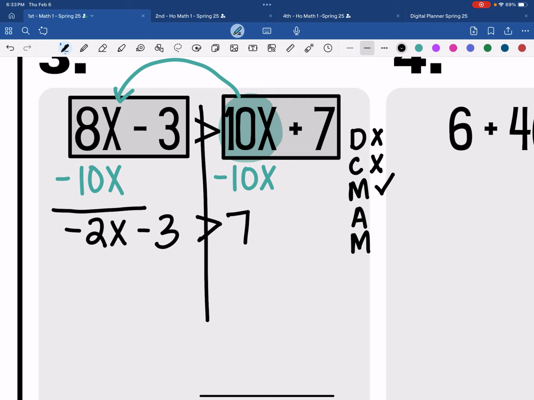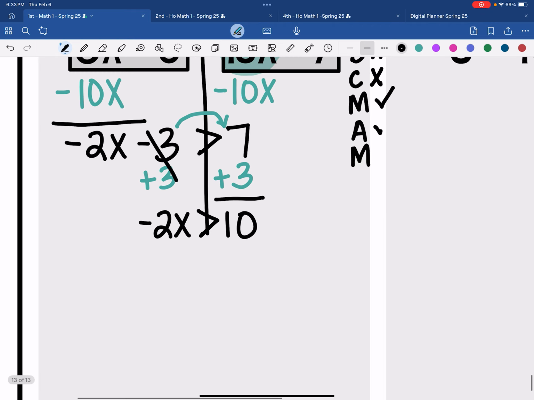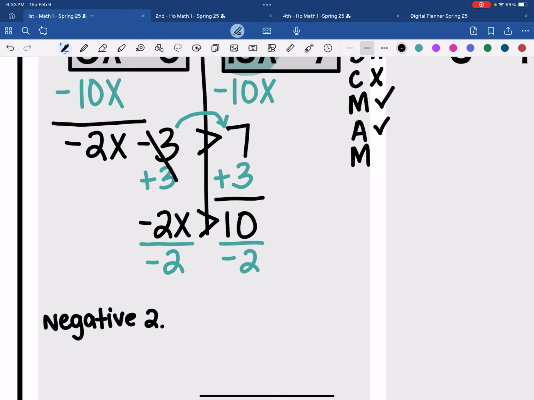So now we're going to add or subtract. We have minus 3. We're going to add that to the right side, and that's going to give me positive 10. I'm going to bring down the minus 2x. All right, and then my last step is to multiply or divide. So we're dividing by negative 2. This is where we need to flip our sign. Since my 2 is negative, that means we need to flip the inequality.